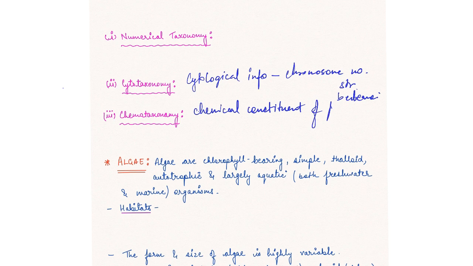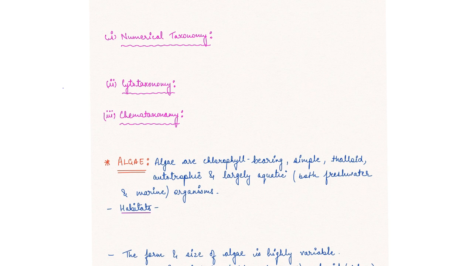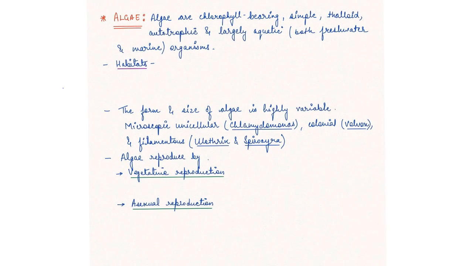Okay, of plant. And on the basis of that you classify different organisms of plant. Okay, so now we'll start with algae. Now what exactly are these algae? As you can see here, algae are chlorophyll bearing, simple, thalloid, autotrophic and largely aquatic organisms.